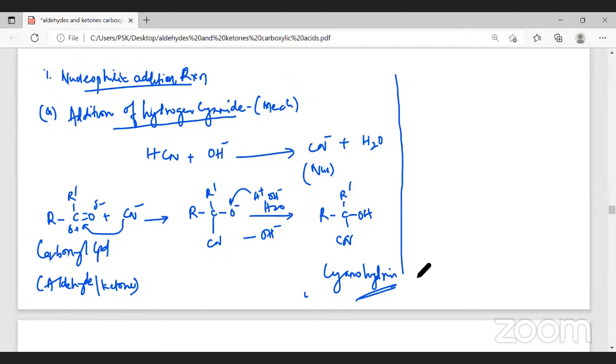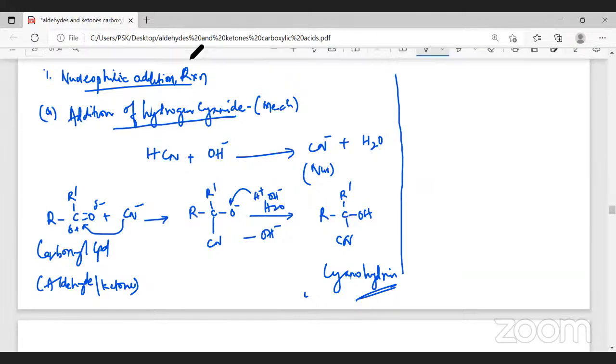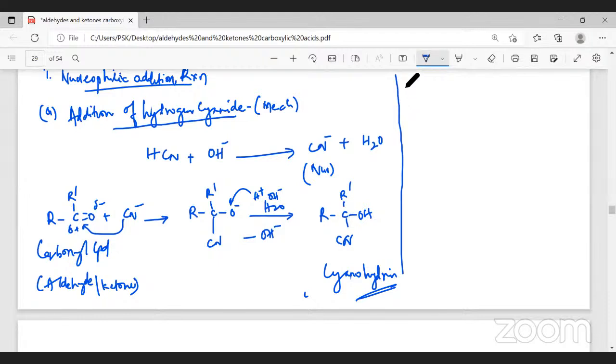Now, we'll have to learn a few questions here. This mechanism I've taught you, so we are not going to learn it again. A few specific reactions. The first one is addition of hydrogen cyanide with formaldehyde. Formaldehyde is H, C, H double bond O. When formaldehyde is allowed to react with hydrogen cyanide, the mechanism we are not learning, but you can write the mechanism also if you wish.